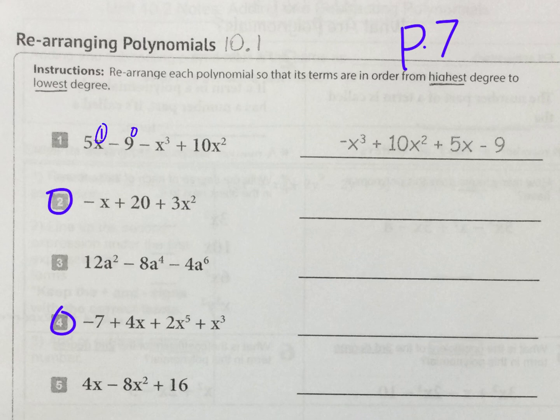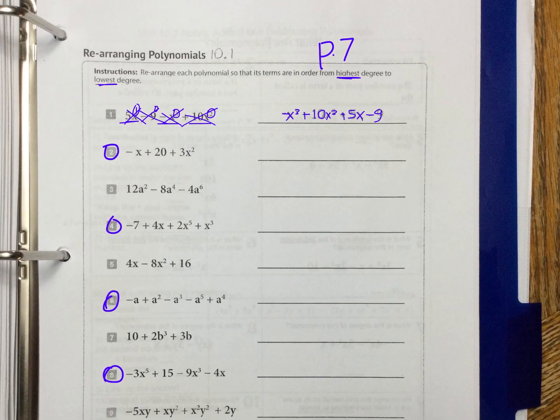1, that's a 0, that's a 3, that's a 2. I'm putting them in order from highest to lowest. So my highest would be negative x to the third. Then I would do the one with the 2, plus 10x squared. Then I would do the one with the 1, plus 5x minus 9. So just for 2, 4, 6, and 8, I want you to write them in order from highest to lowest. When you're done with all that, turn it in. Thank you.